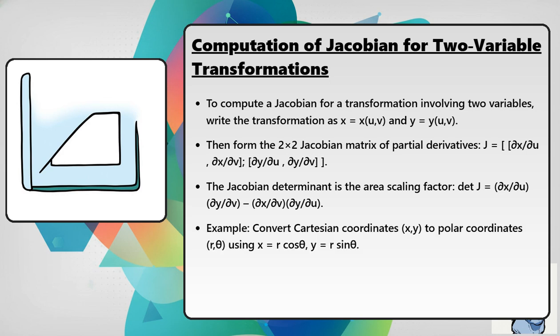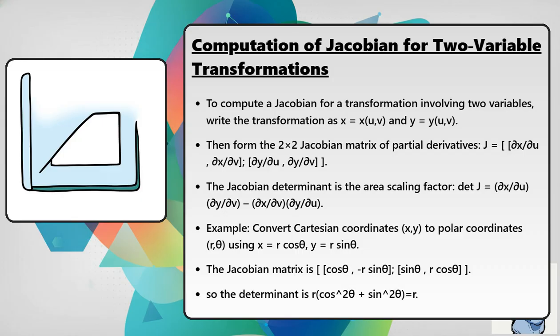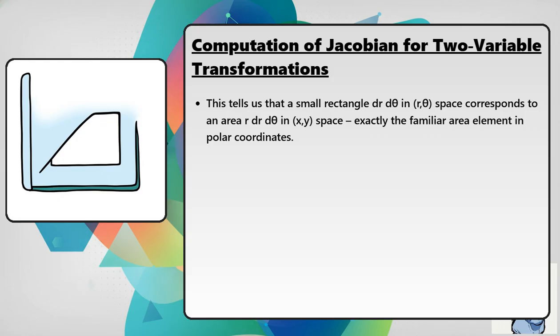Example: convert Cartesian coordinates (x, y) to polar coordinates (r, theta) using x equals r cosine theta, y equals r sine theta. The Jacobian matrix is the matrix with first row cosine theta, negative r sine theta, and second row sine theta, r cosine theta. So the determinant is r times (cosine squared theta plus sine squared theta) equals r. This tells us that a small rectangle dr d theta in r-theta space corresponds to an area r dr d theta in xy space, exactly the familiar area element in polar coordinates.